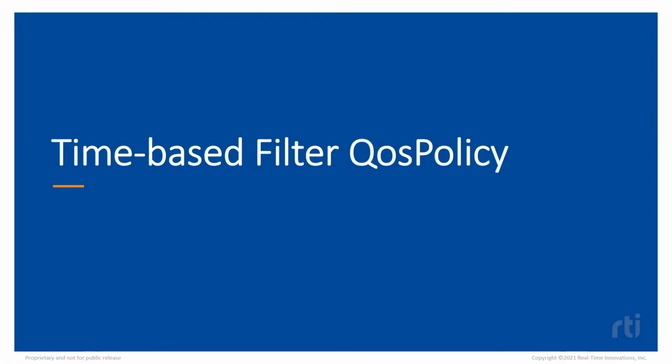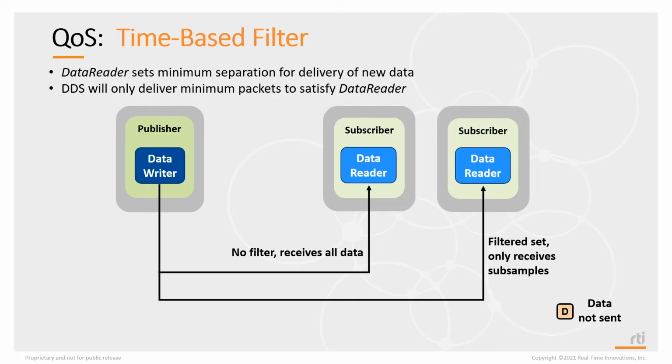The time-based filter QoS policy. In an application, a data writer will be sending data as fast as the application code is calling data writer write. For some data readers, they may want all of that data. For other applications, all of that data is too much data. The data may be coming in too fast, and those applications only need a subset of the data to do their job properly. You can use the time-based filter to reduce the amount of data that's received by a data reader. Let's see this in action.